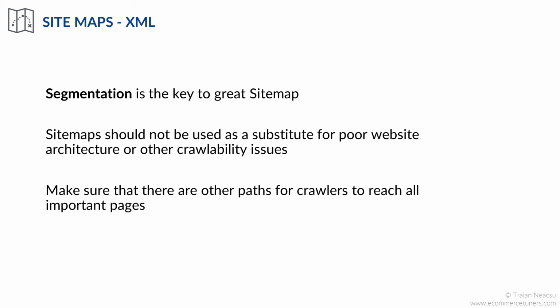You probably noticed a commonality within these tips. It's segmentation. It's a good idea to split your XML files as much as you can without overdoing it, so you can identify and fix indexation issues more easily. Keep in mind that sitemaps, either XML or HTML, should not be used as a substitute for poor website architecture or other crawlability issues, but only as a backup. Make sure that there are other paths for crawlers to reach all important pages on your website.